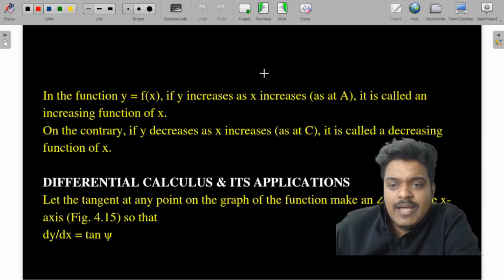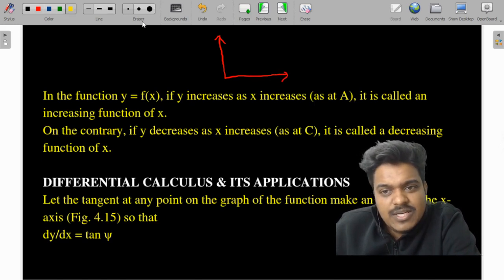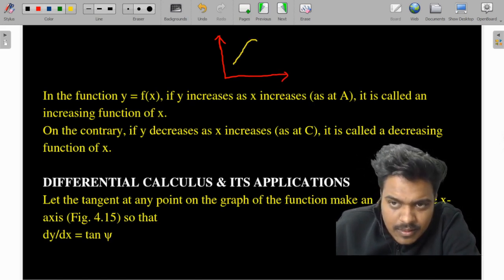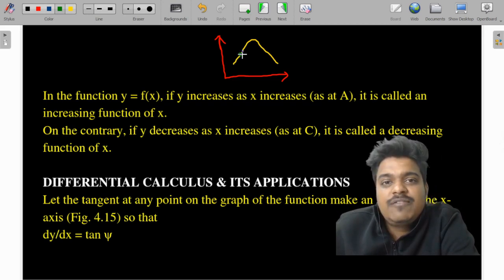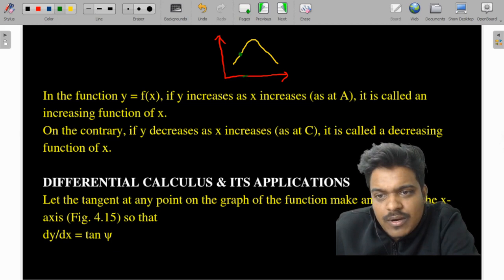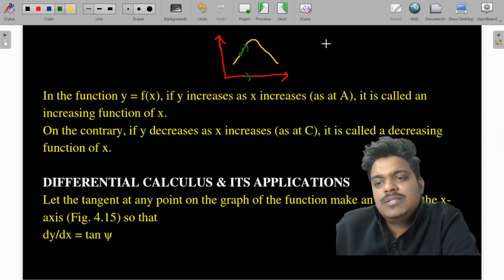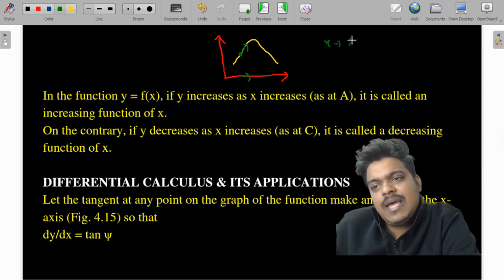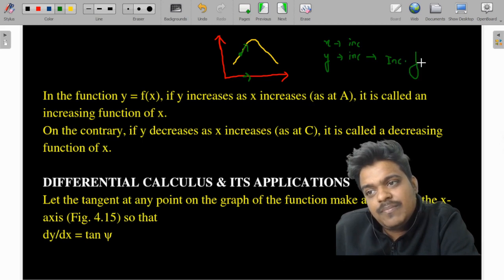It's very simple. Suppose this is a graph, and the function is drawn like this. Can you please tell me at this point where the function is going? As we increase the value of x, the value of the function increases. Since the value is increasing, we'll say that this is an increasing function.